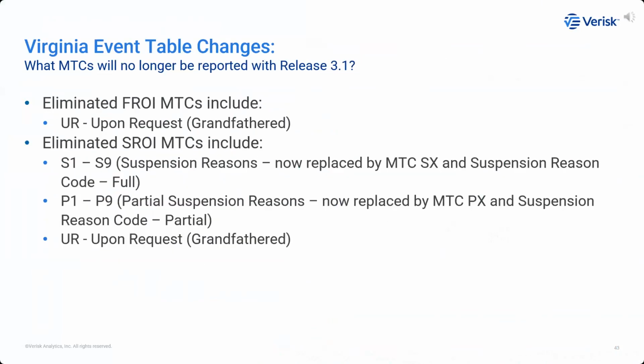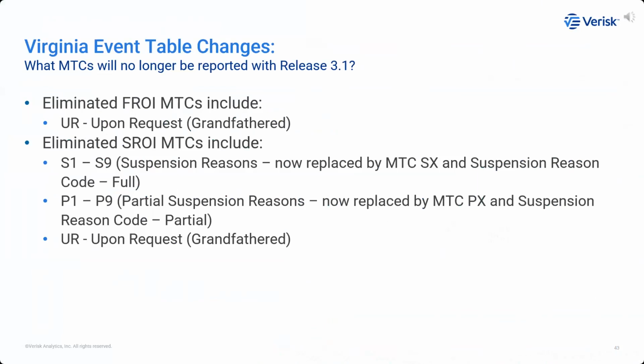In addition to the changes noted in the prior slide, there are a few MTCs that we will no longer accept in Release 3.1. Those include the FROI UR upon request, grandfathered. The FROI UR in Release 3.0, as I mentioned, was used to report minor injuries to the state of Virginia. We will no longer use the FROI UR for this purpose in Release 3.1, as it will be used to transition JCNs from Release 3 to 3.1.